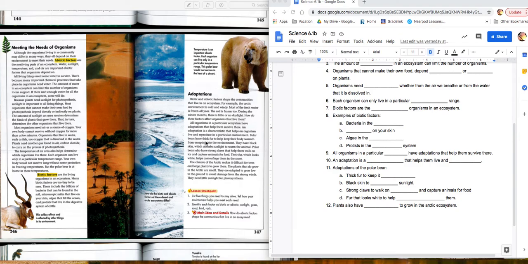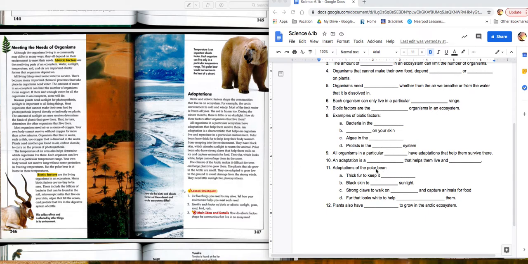Polar bears have thick fur to help keep their body warm and from escaping into the environment. So you want to try to insulate your body. They have thick fur that does that. We use that with jackets and hats, don't we? We insulate our body. They have black skin, which absorbs sunlight to warm the animal. Polar bears also have strong claws to help them walk on the ice and to capture animals for food. Their fur, which looks white, helps camouflage them in the snow.